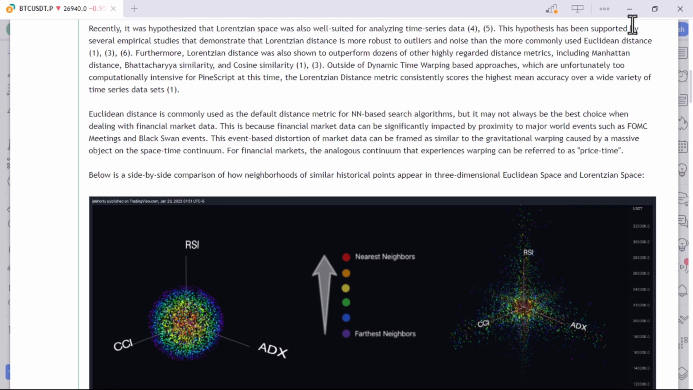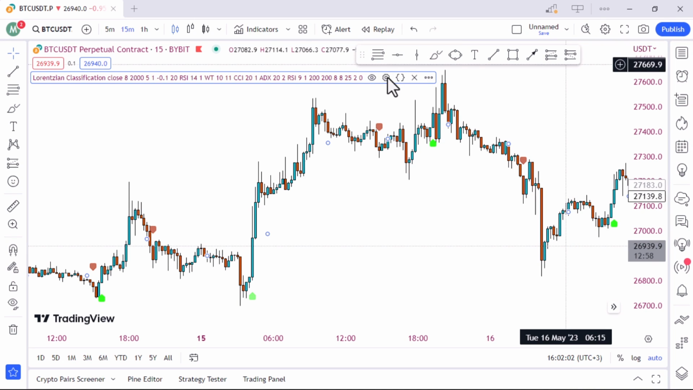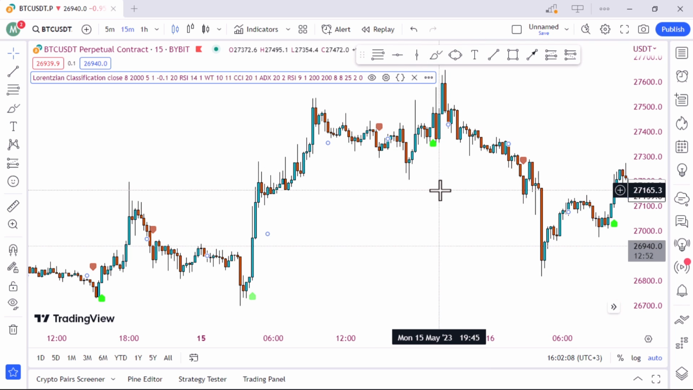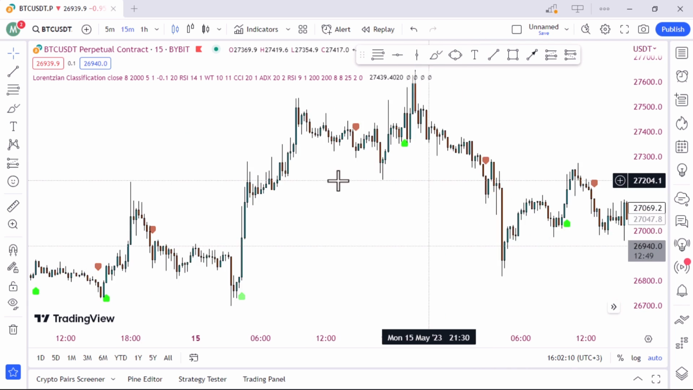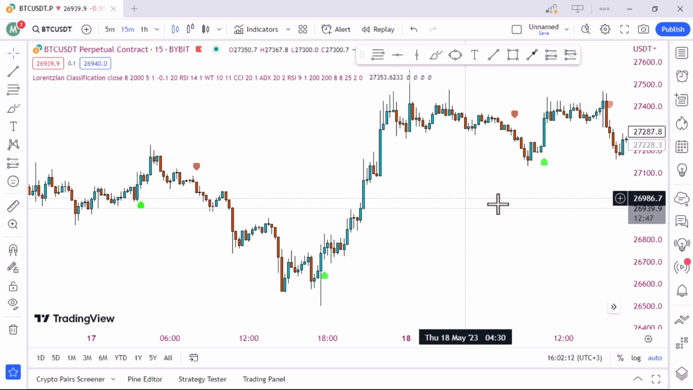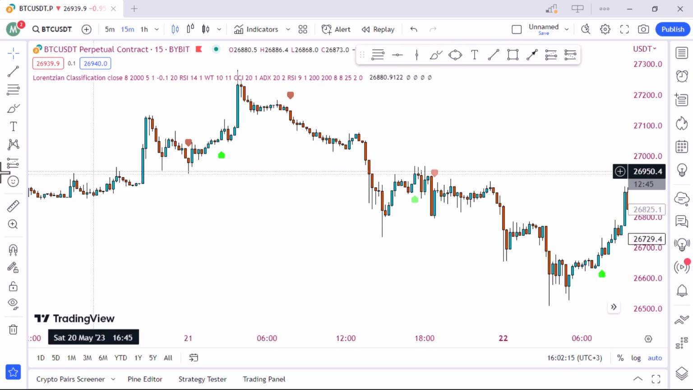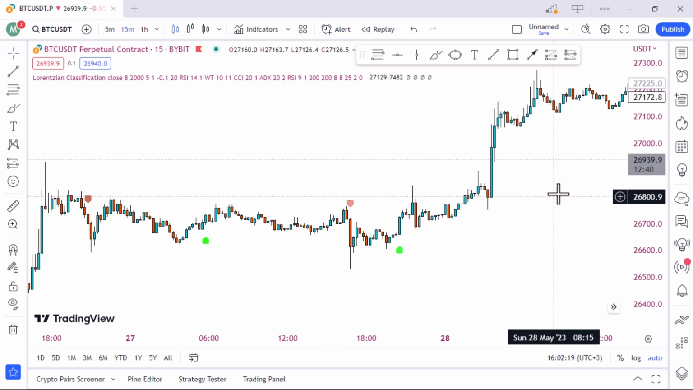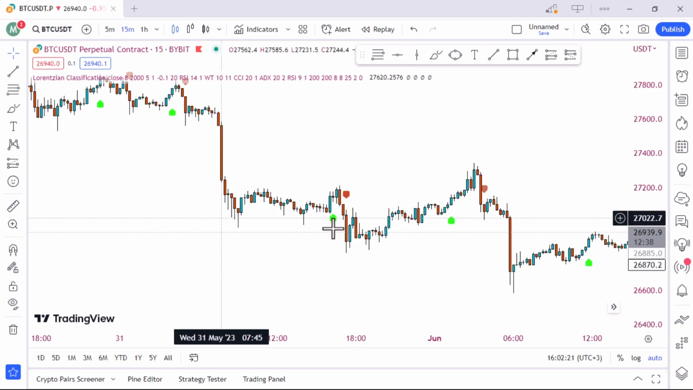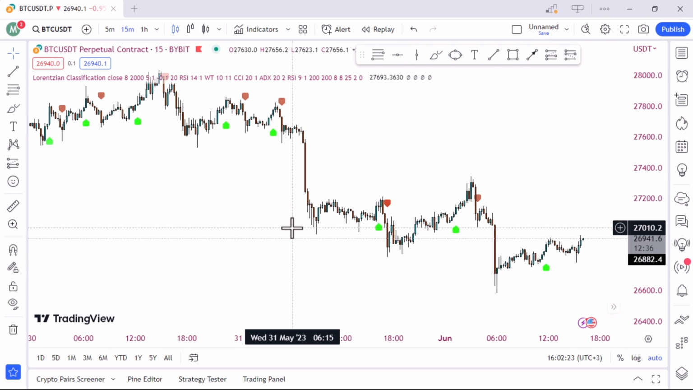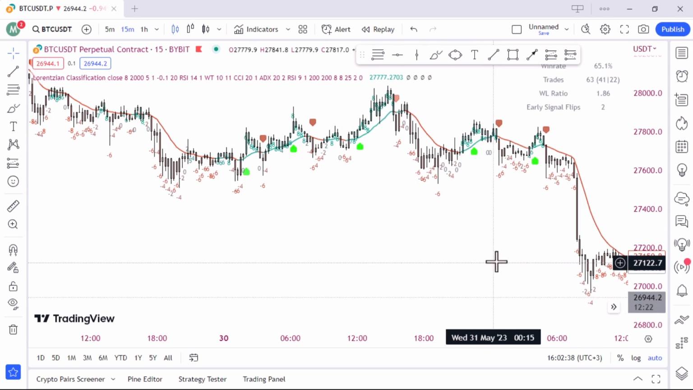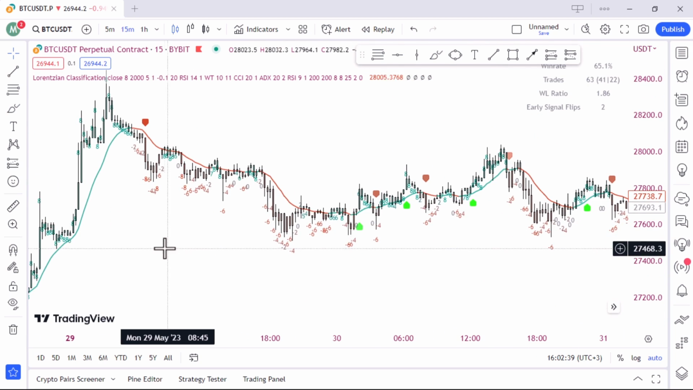Once these patterns are identified, the method can be used to predict future price movements. The Lorentzian classification method is typically implemented using a machine learning algorithm such as a neural network or support vector machine. These algorithms are trained on historical market data to identify patterns that match the Lorentzian function. Once the algorithm has been trained, it can be used to generate trading signals based on current market data.